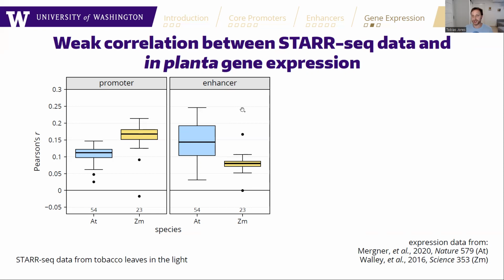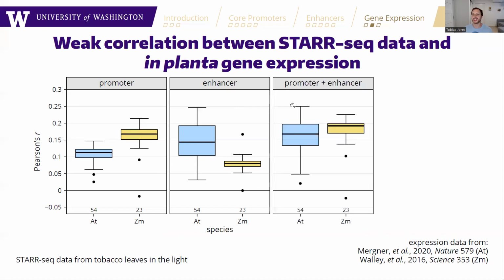And so what I chose to do, again, a very simple model, is to just add up the two values we got from STARR-seq and see how well this correlates with gene expression. And here we get on average the highest correlation. And we can see that they're actually relatively similar for both Arabidopsis and maize.